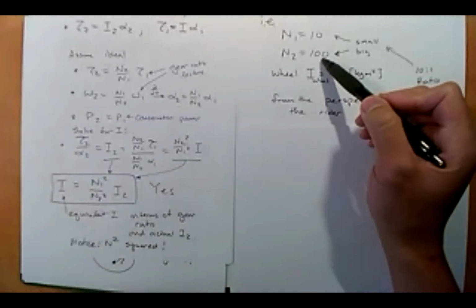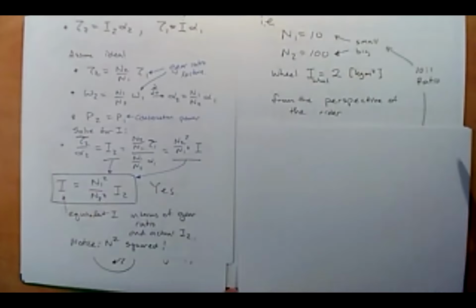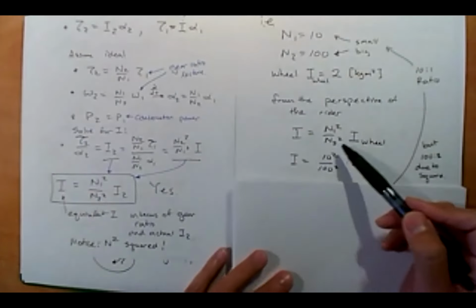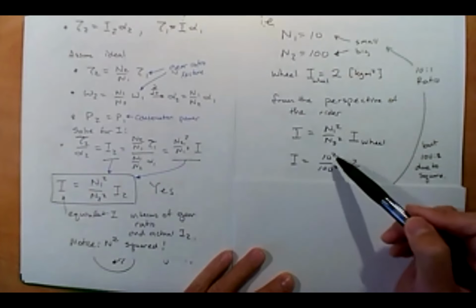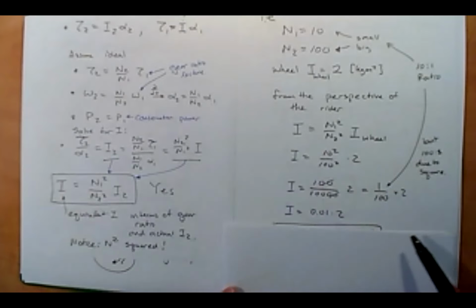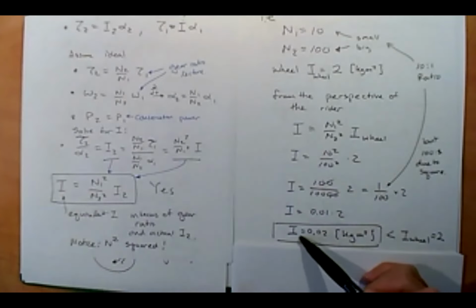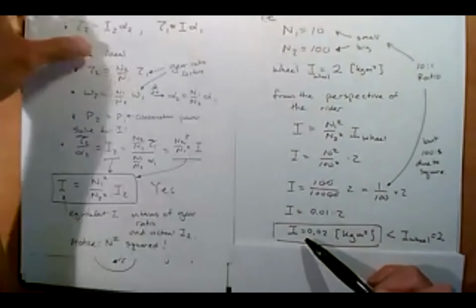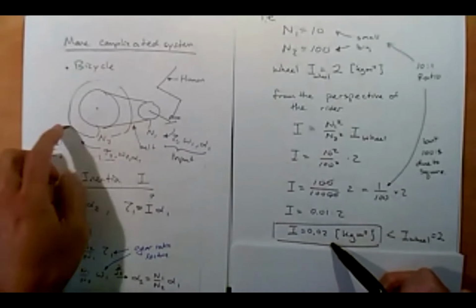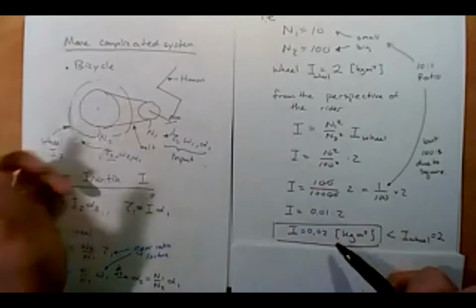10 squared over 100 squared. So even though the ratio is 1 to 10, the amplification here, or the de-amplification, I should say, is 1/100, right? Because we get 1/100. So what does that mean? That means that this inertia with this 10 to 1 gear ratio is going to feel 100 times lighter because you have the gear ratio.